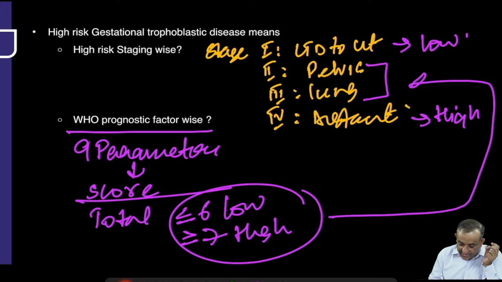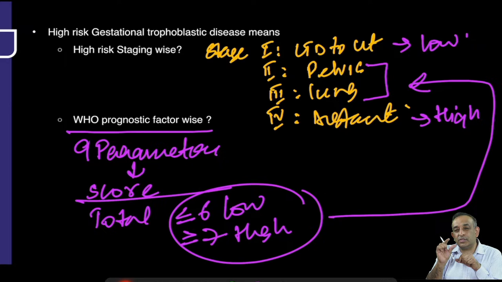Yes. So stage 2, choriocarcinoma, limited to the pelvis, and the 9 factors score is less than or equal to 6, it is a low score. But if it is more than or equal to 7, then it is high risk. So low risk and high risk, this is the method of scoring. So you have to know the WHO prognostic scoring system. There are 9 parameters. How to do the scoring, you should know the 9 parameters.